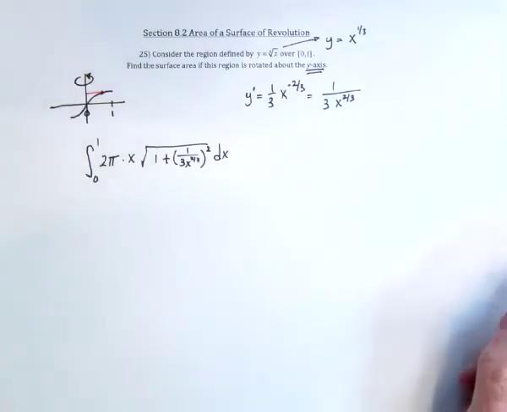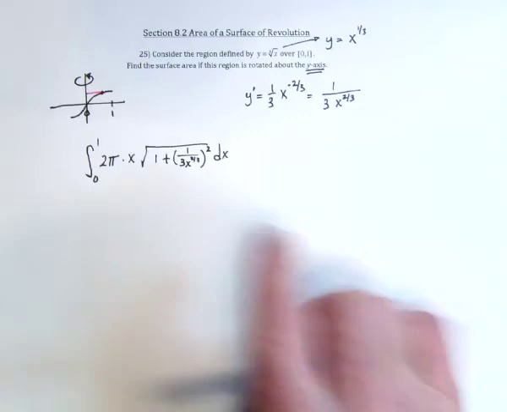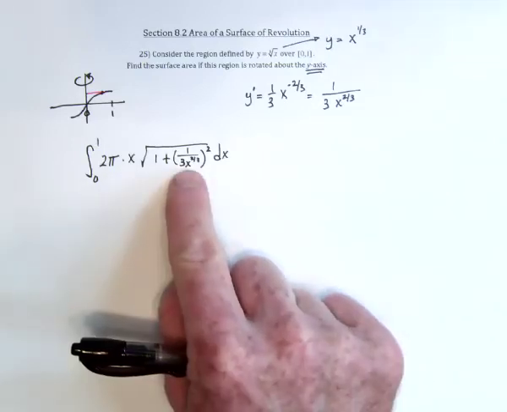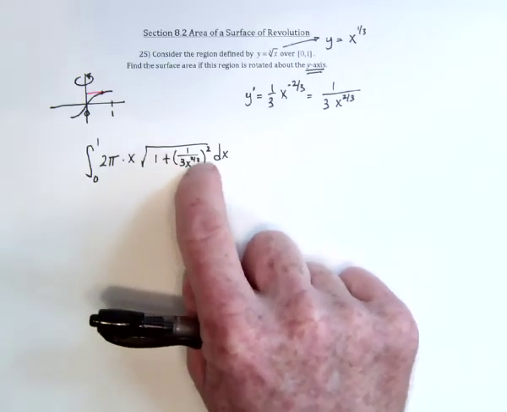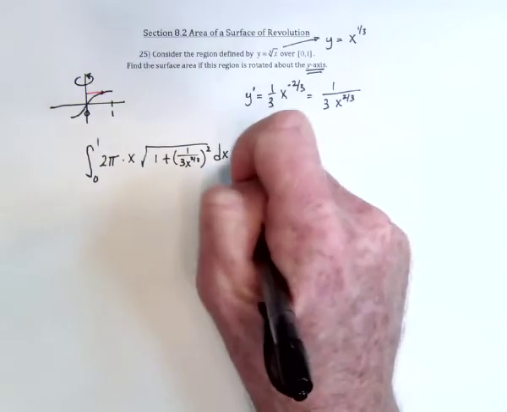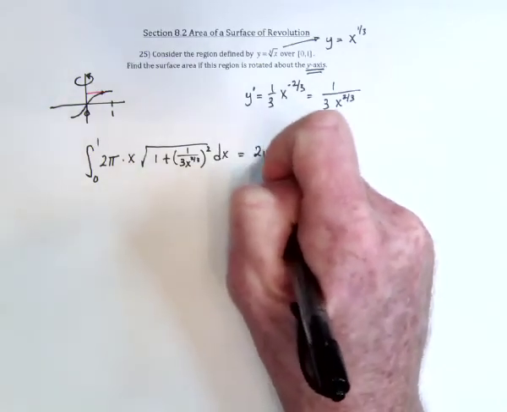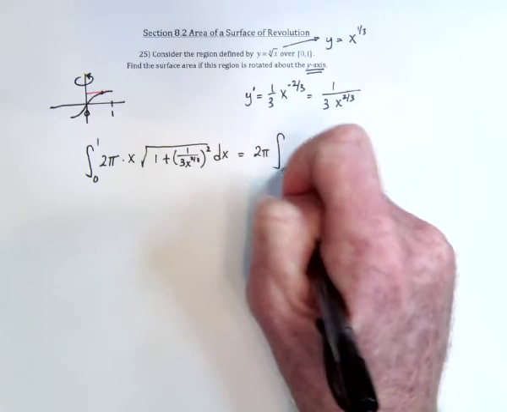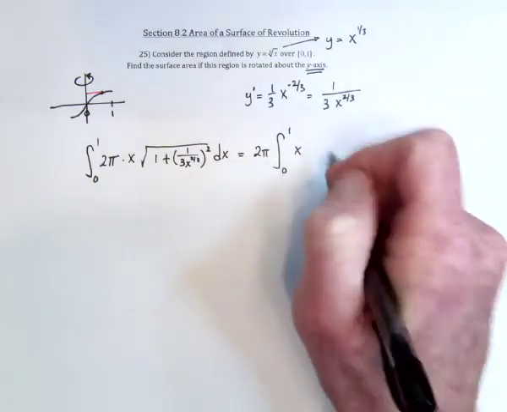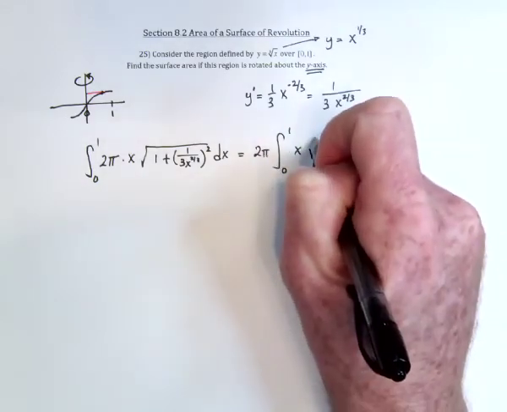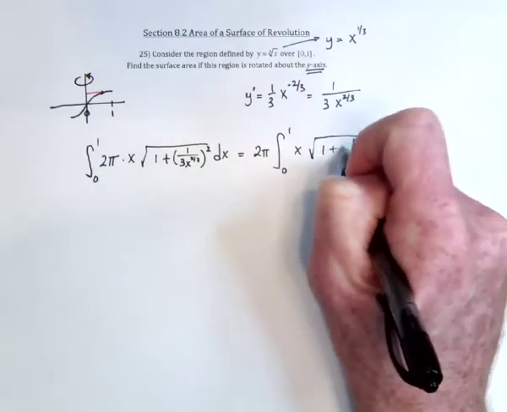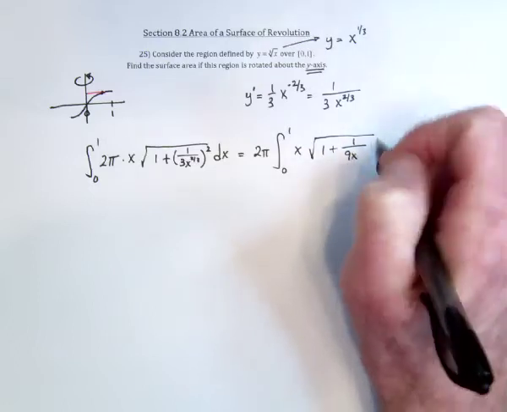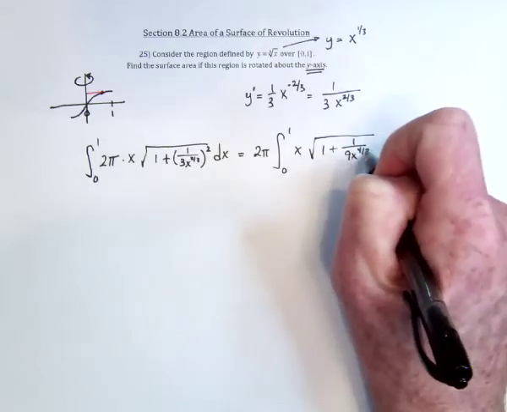And then we need to do some algebra. When you square this thing, well, the 3 will become a 9, and then when you have a power raised to a power, you multiply, so this is going to become a 4/3. I'm going to go ahead and factor 2 pi out right now. So we've got the square root of 1 plus a 1 over 9x to the 4/3.